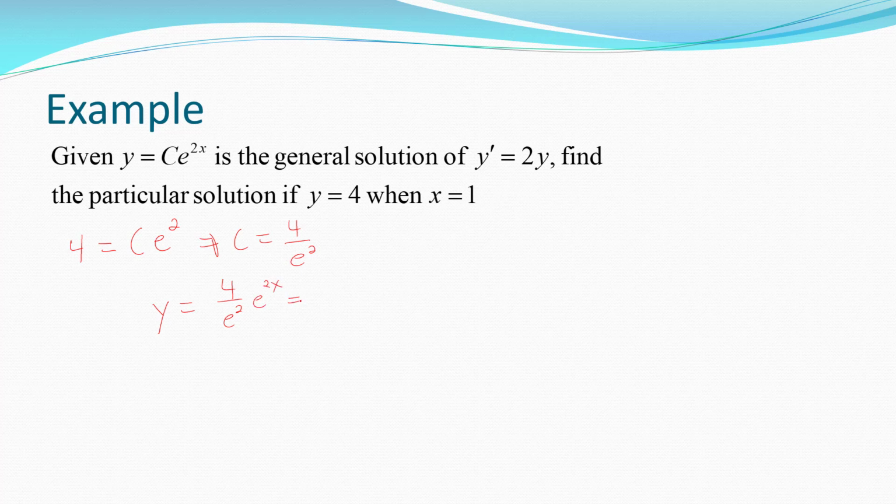I would probably simplify that a little bit and rewrite it as y equals 4 times e to the 2x minus 2. That's it. That would then be a function that's a member of that family and also satisfies the additional condition that when x is 1, y is 4. That is called a particular solution.